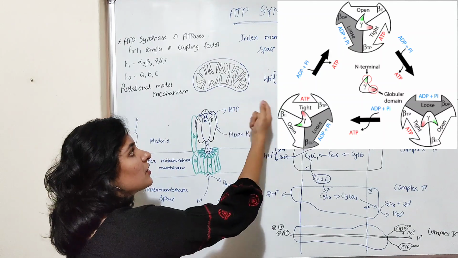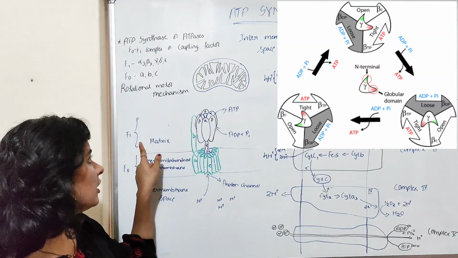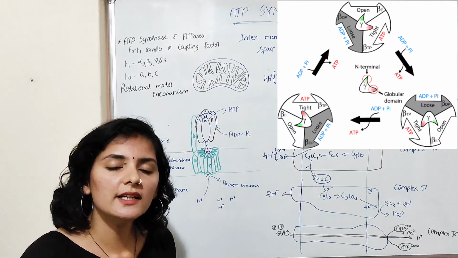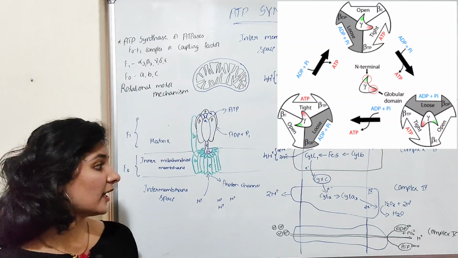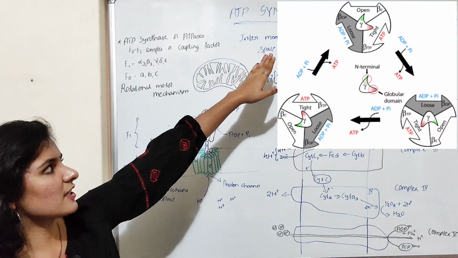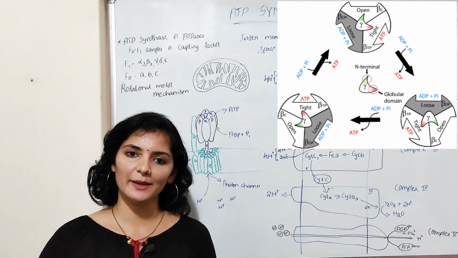Once the ATP is released from the beta subunits, the gamma subunit of the F1 complex will rotate in a reverse direction and come back to the normal position. So that is how ATP synthesis takes place with the help of the enzyme, that is ATPase or ATP synthase.